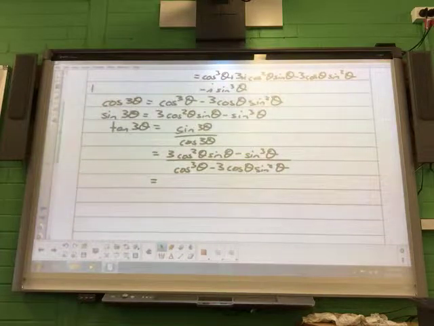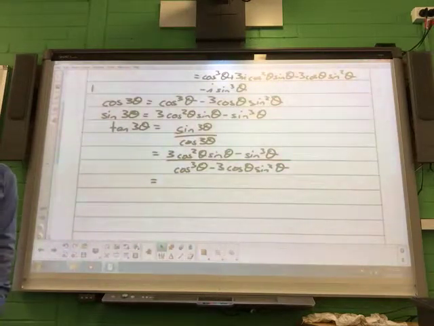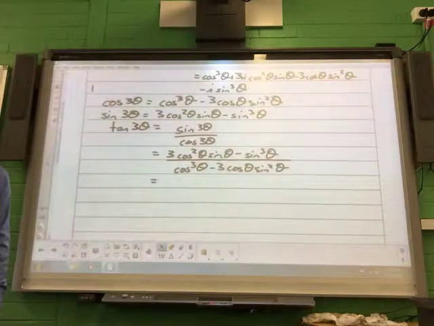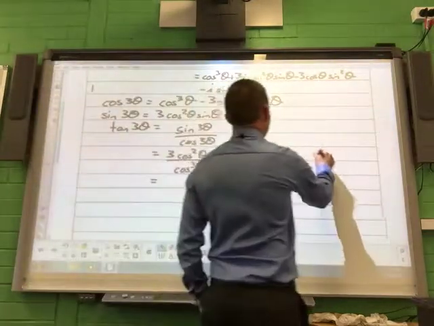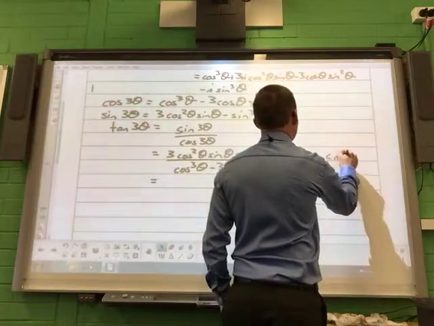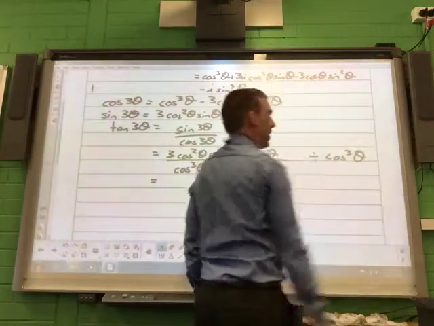That's the first step. So what did I do from the previous question when I had to represent tan 2 theta? What am I going to divide by? Cos squared, just cos squared. Divide everything by cos cubed theta.